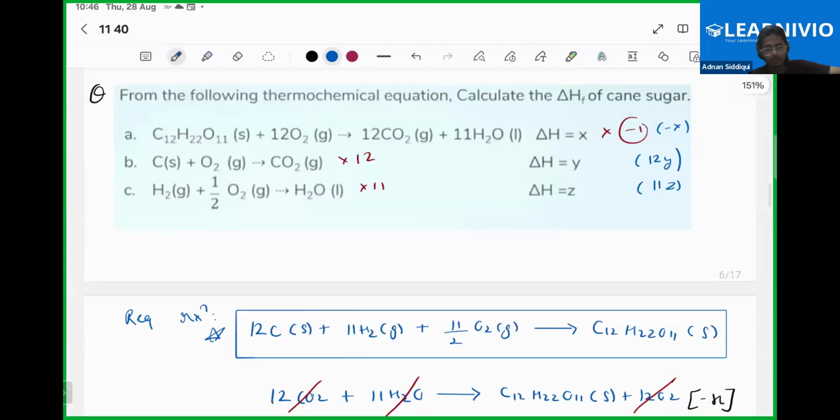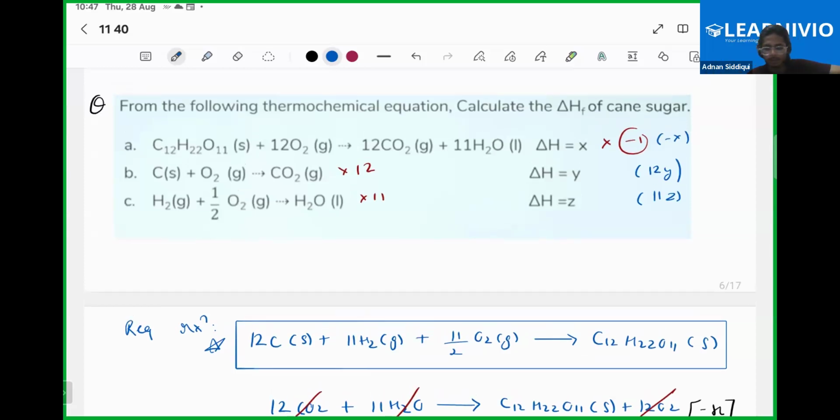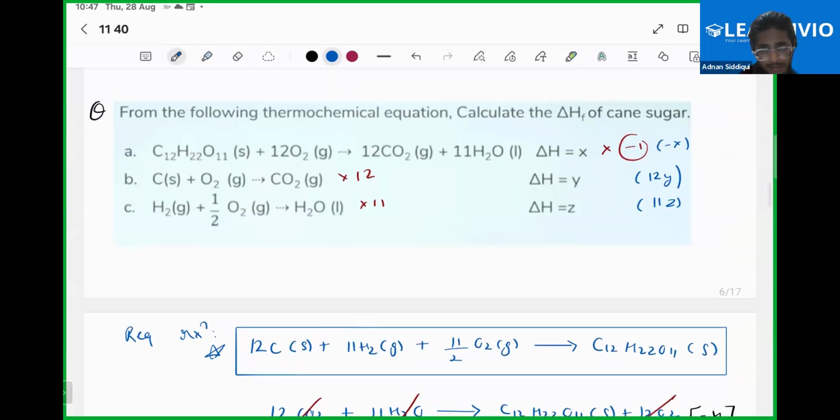Is the question clear? You can ask me several times, because this is a little bit complicated, as we have to think of several combinations. We have to use some maths here. Suppose we have equation one and I consider it as x. The first equation is x, the second one is y, and the third one is z.